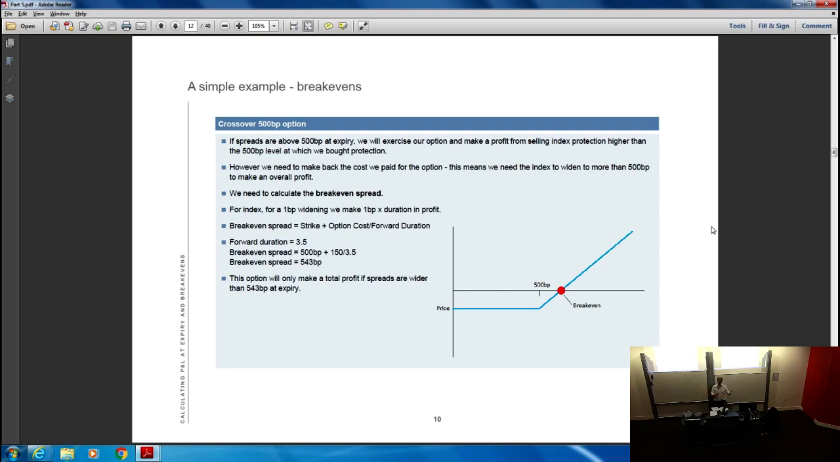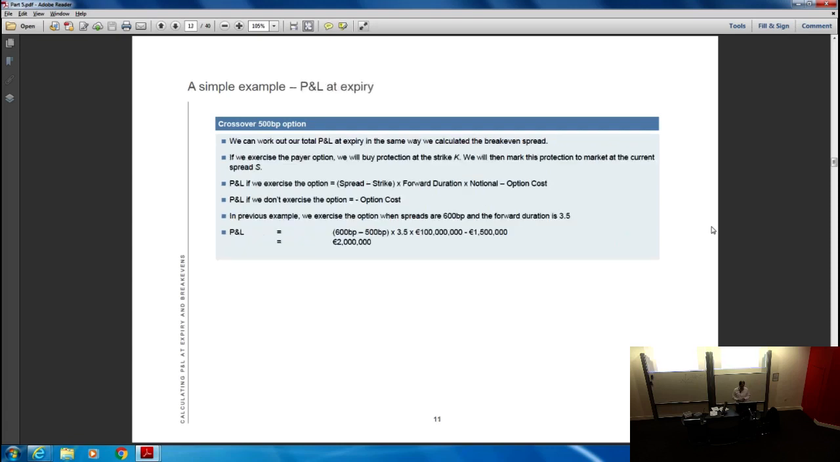On the other hand, if we bought a receiver, then you have to flip everything around. If we bought a receiver for 150 cents, then your break even is going to be 43 basis points tighter than 500, because you need to make that same amount, but you're going to be making it on this side of 500 rather than on the other side. So the break even is pretty straightforward. What is your strike, plus what is the cost of the option divided by the forward duration, because that tells us how high we need spreads to go in order to break even, to have a zero P&L, to make back just the cost of the entry of that particular option.